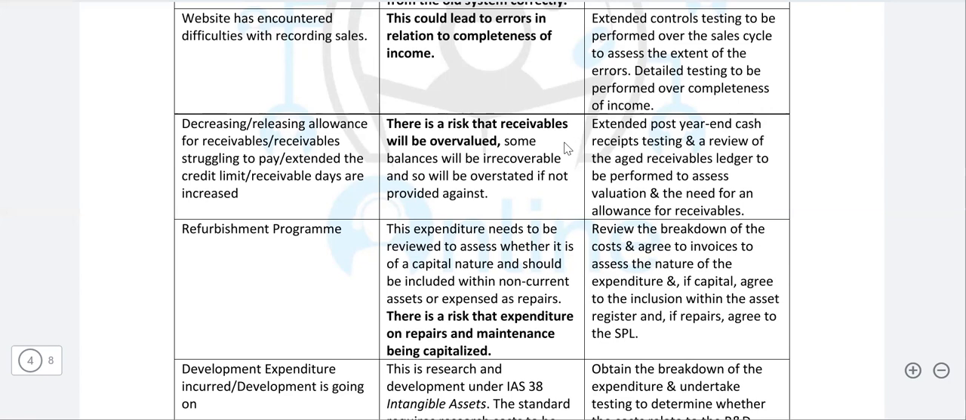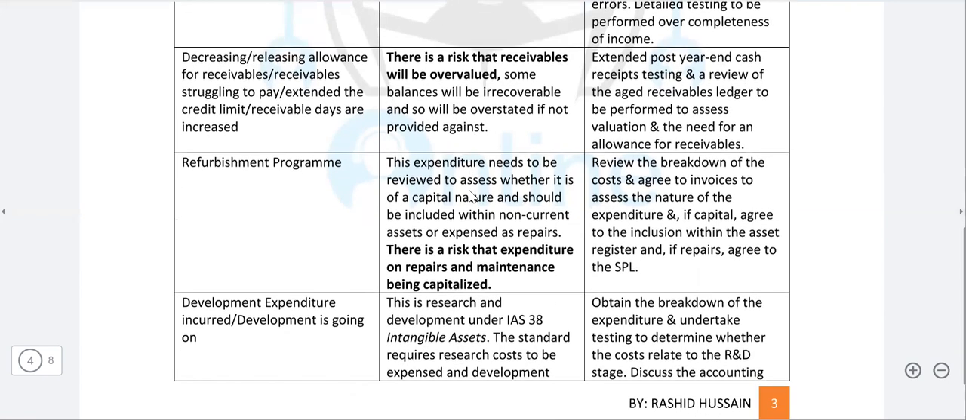Now you can write that in this way as well. Receivable allowance should be recorded. Profits and assets may be overstated if they are not provided against. If they are not provided against, it means the same thing, that the allowance is not recorded. So you can write the same thing in different ways.